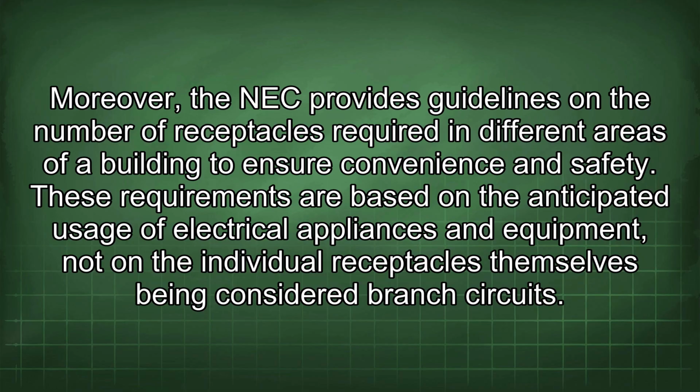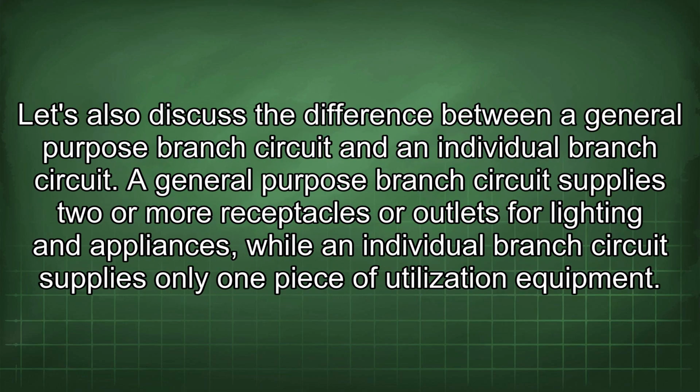Moreover, the NEC provides guidelines on the number of receptacles required in different areas of a building to ensure convenience and safety. These requirements are based on the anticipated usage of electrical appliances and equipment, not on the individual receptacles themselves being considered branch circuits. Let's also discuss the difference between a general-purpose branch circuit and an individual branch circuit. A general-purpose branch circuit supplies two or more receptacles or outlets for lighting and appliances, while an individual branch circuit supplies only one piece of utilization equipment.